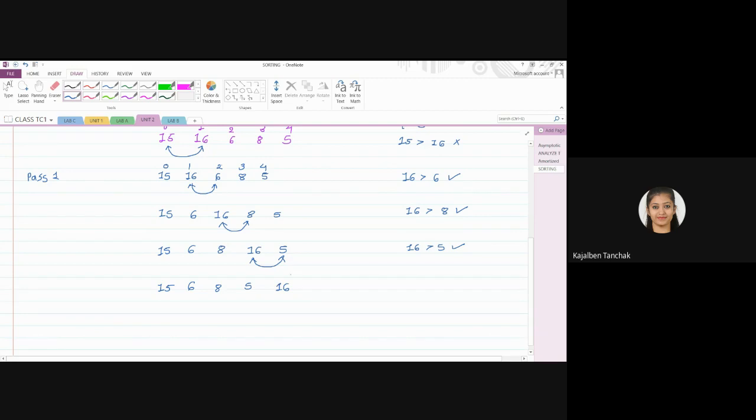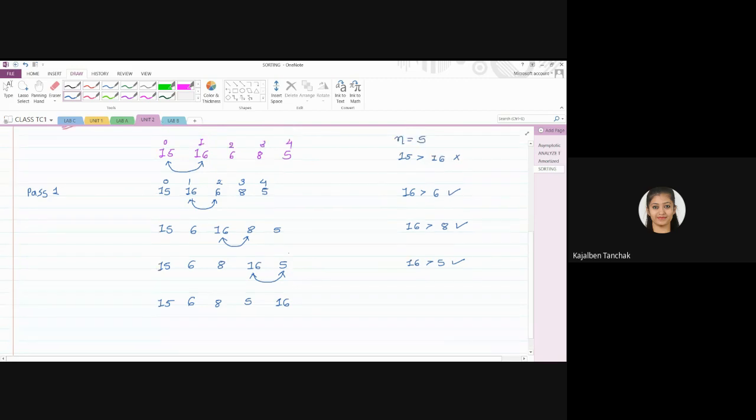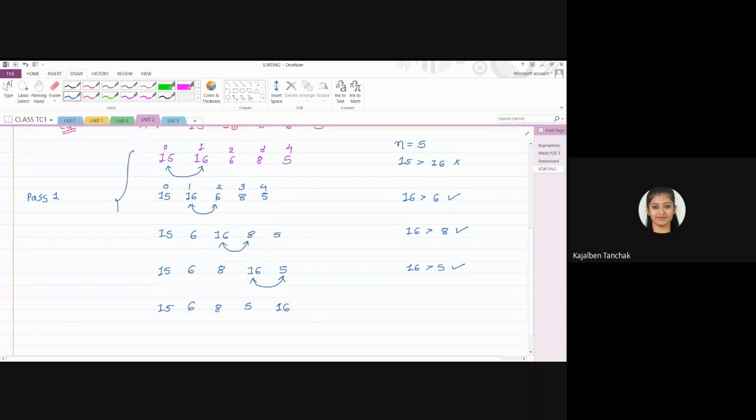Okay. So in pass 1, this is the entire pass 1. Tell me the number of comparisons we have made in this pass 1. How many comparisons have we made? I want a response from everyone.